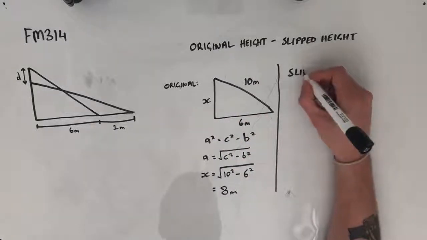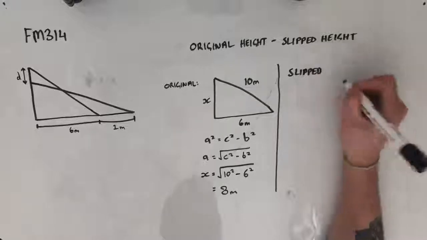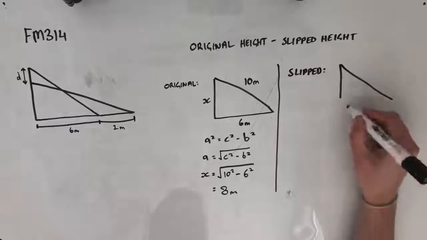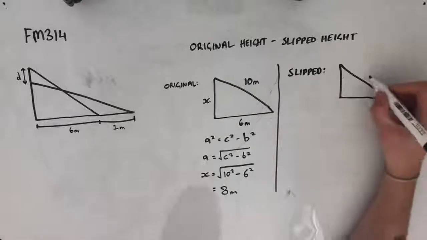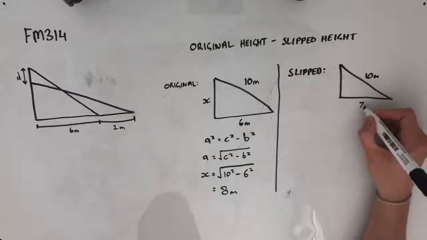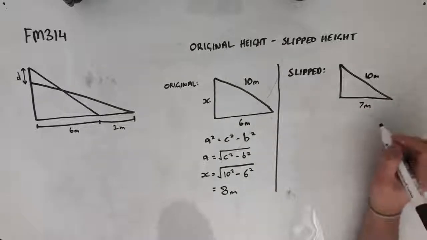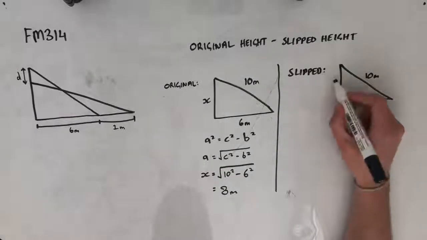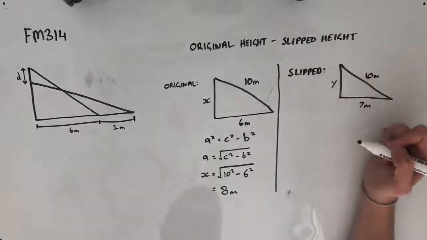We're now going to look at the height after the ladder slipped. So setting up this triangle, once again we have a 10-meter ladder. This time the ladder is 7 meters away from the base, so slid that extra 1 meter along, and we're going to say that the slipped height is called y.